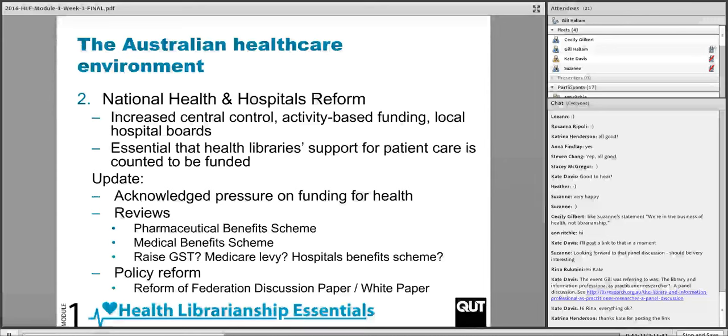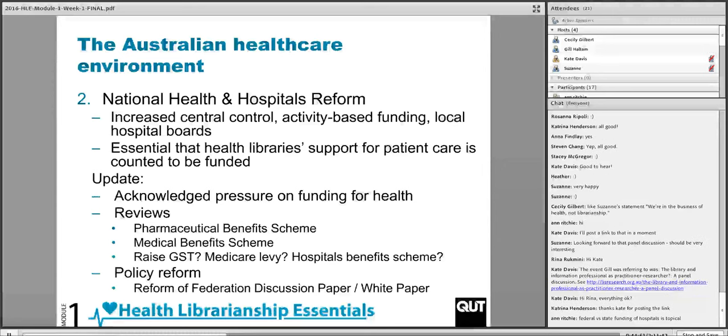In terms of policy reform, GST, as you'd be aware, is very much around the interactions between the Commonwealth government and the states, our federation of states. And there's a reform of federation discussion paper, or a white paper, which is discussing all of these issues in greater depth as well. They closed for submissions very recently, but obviously they're reviewing and bringing together the key ideas that are being presented there. So there'll be more happening there as well.